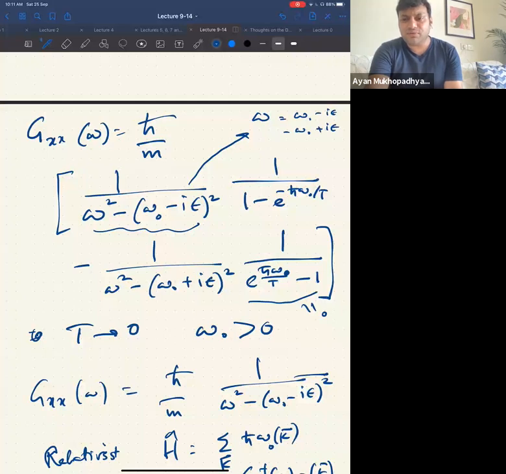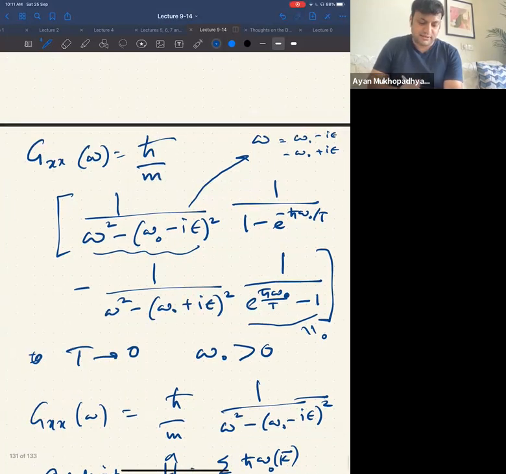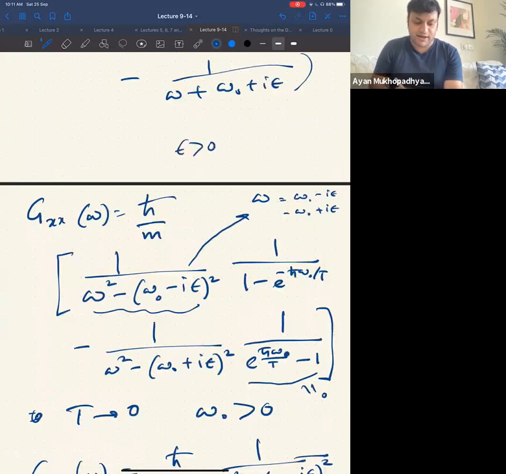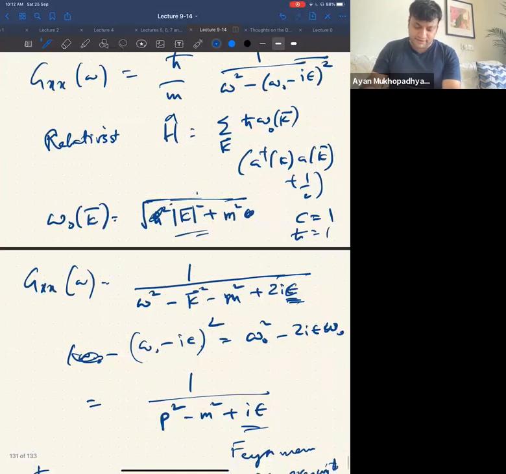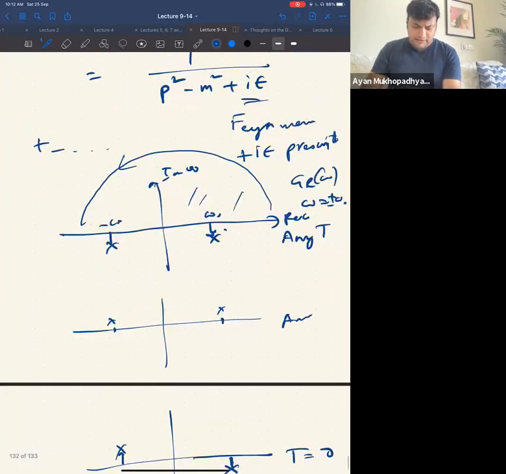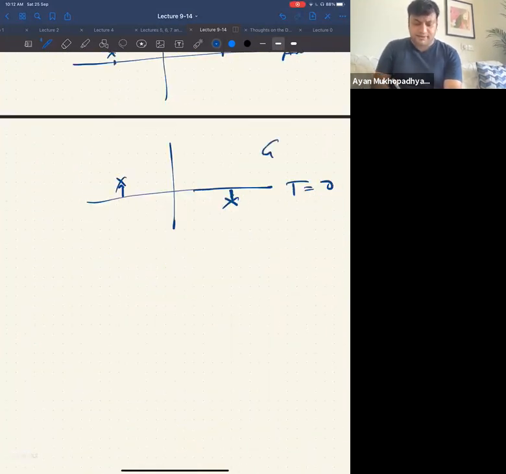I can't understand what you have written. Is epsilon less than 1? Epsilon is a very small positive number. Epsilon is greater than 0 and small. That's all that we require, right? I think I defined epsilon already many lectures back. Anyway, so this is the Feynman propagator.